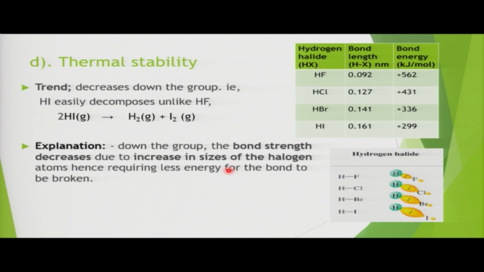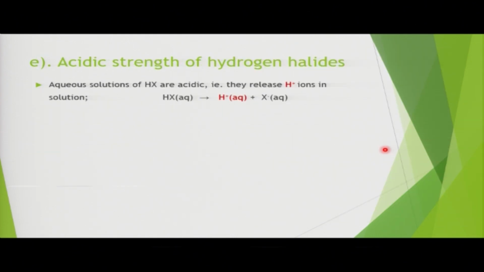So that is about the thermostability. It decreases down the group due to a decrease in the bond strength as the size of the halogen increases. You see the values. Lastly, let's look at the acidic strength. That is for the physical properties.